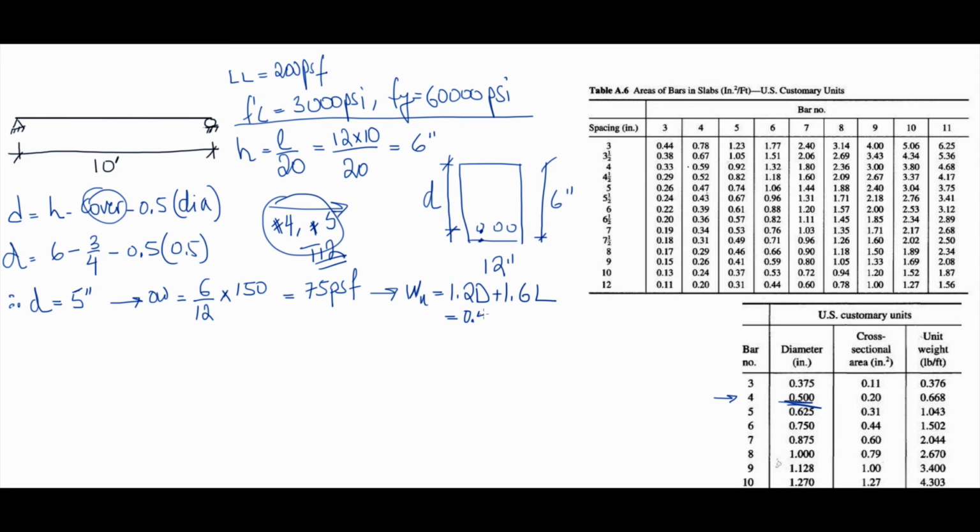So 0.410 kilo pound per square foot. Okay, I should write KSF.